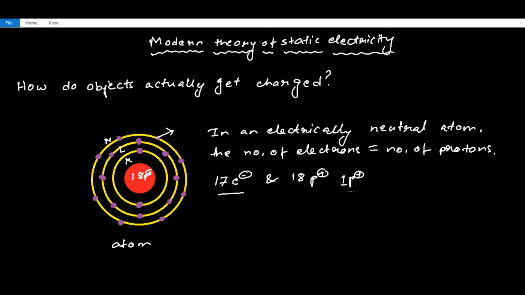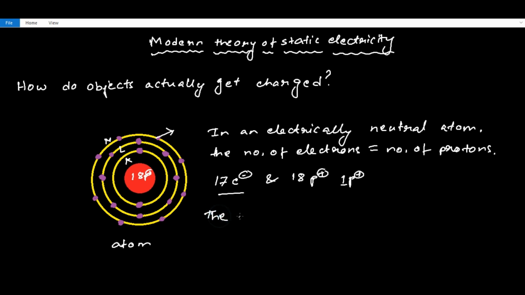Then, for all the atoms, there will be an excess of one proton. So, on the whole, looking at it on a large scale, the entire chunk of material gains a net positive charge. This is how objects actually get charged, due to the actual transfer of electrons from an atom.